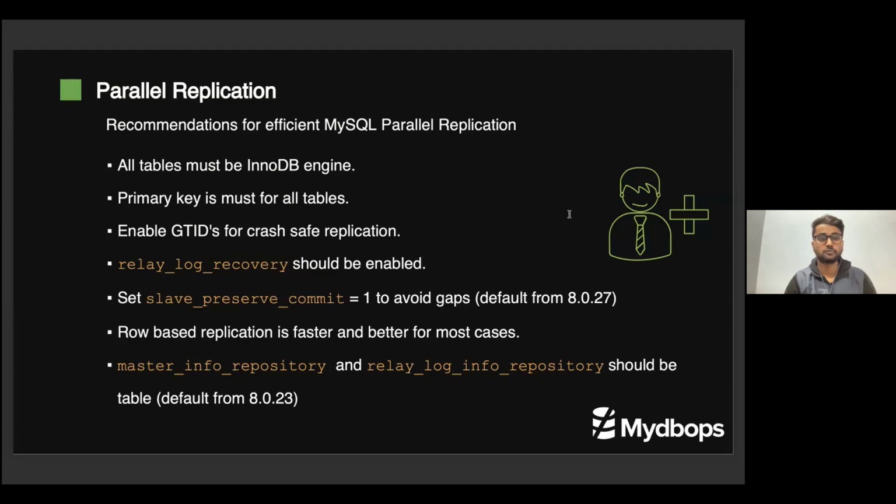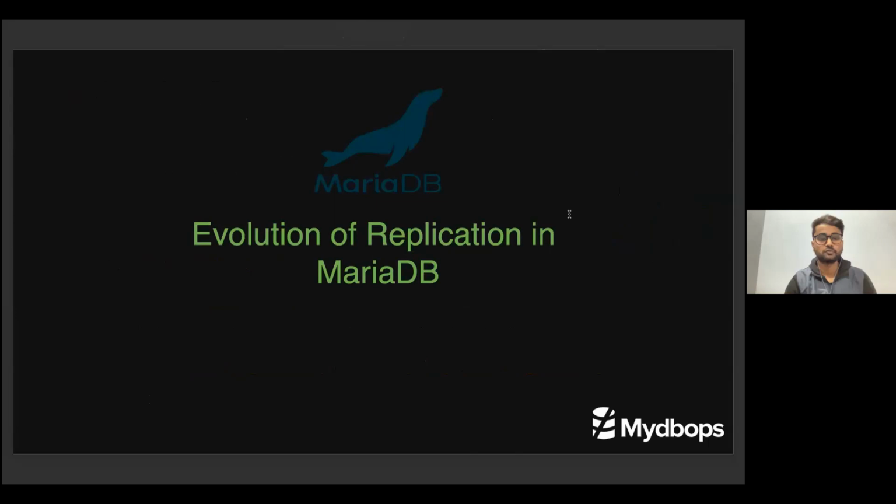Row-based replication is faster and better as compared to statement-based. Master info repository and relay log info repository should be TABLE, which is the default from 8.0.23. These are some general recommendations for efficient MySQL parallel replication. So now we will move ahead with the evolution of replication in MariaDB.